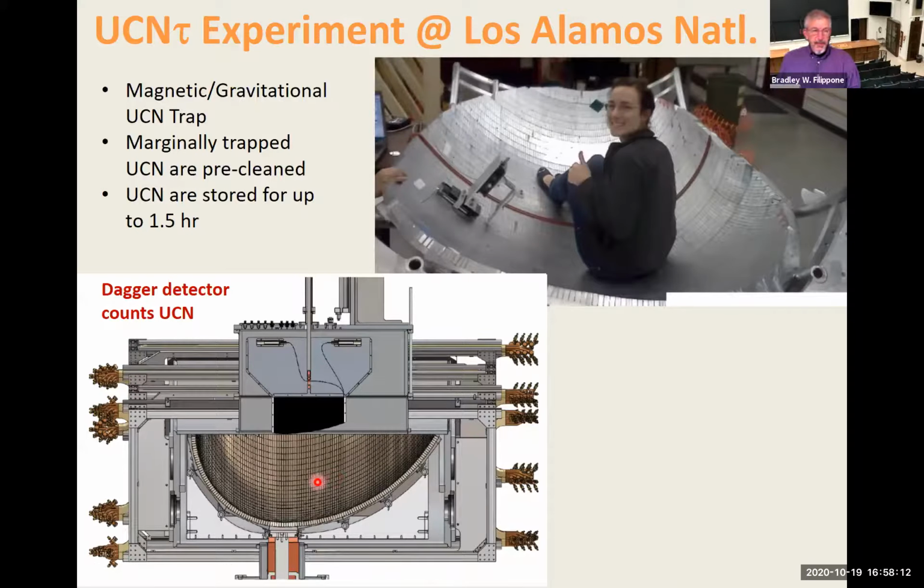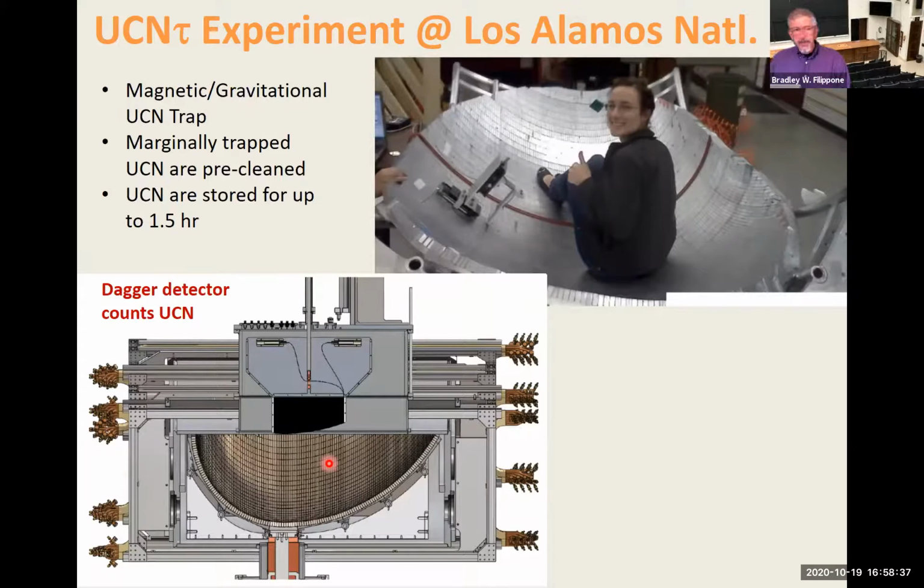And so the neutrons can't touch the surface. They just bounce from the surface because of the magnetic gradient. And if they bounce too high, if their energy is too high, they escape from the trap. They can climb over the edge and disappear. And so we only trap neutrons that are slow enough that gravity doesn't let them escape. And so we store them. We clean out the ones that are at the top. We lower an absorber.